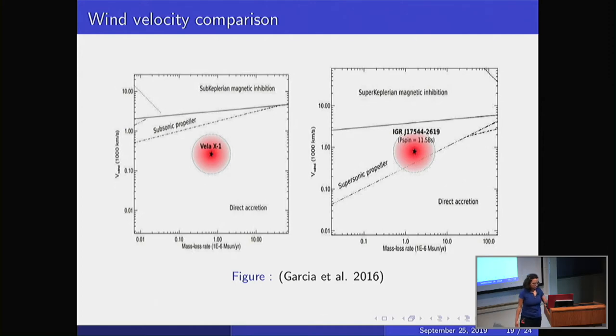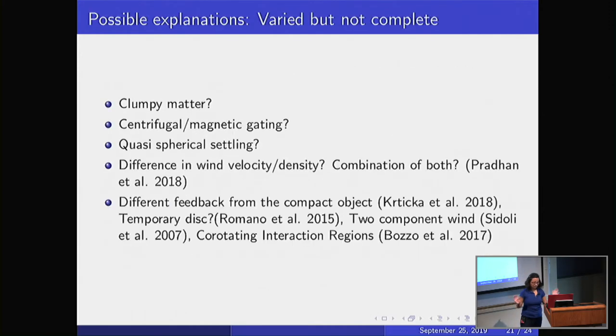So, I kind of end my talk here. This is just a summary slide which shows that I have talked about different possible scenarios for the transient behavior. We have the clumpy wind, the gating, the quasi-spherical settling, and the one that we propose is that there's probably a difference in the wind velocity. It will be very interesting to look at the companion stars of this kind of systems, and optically monitor them so that we understand the difference. And there are, of course, other explanations as well, which I don't talk about, and I end my talk here.